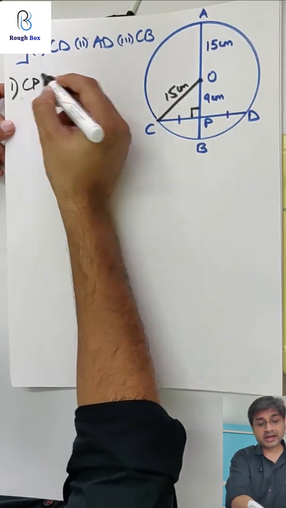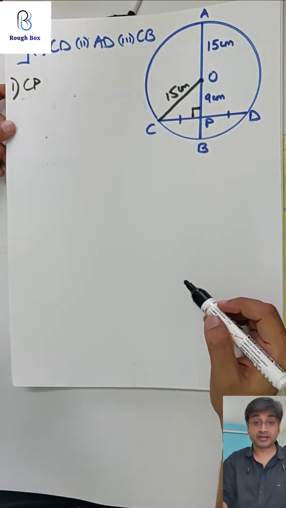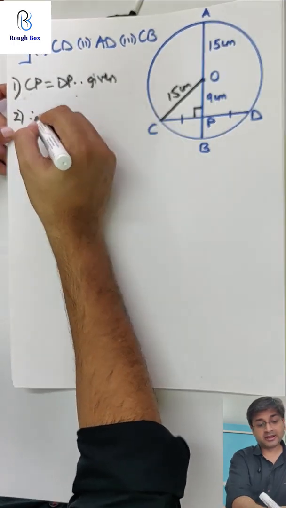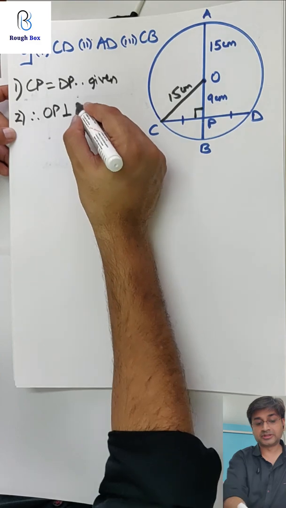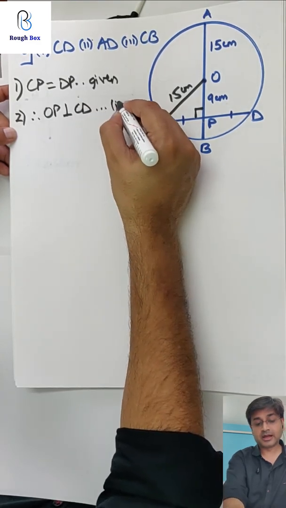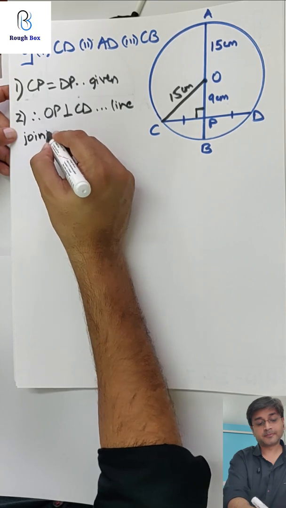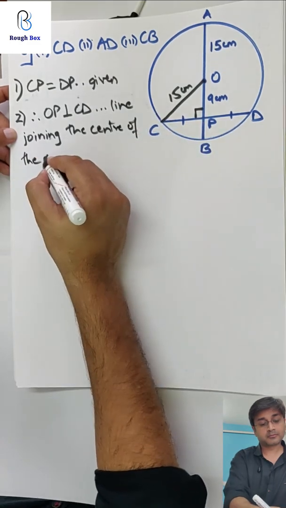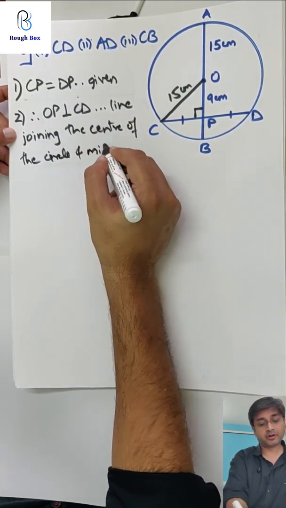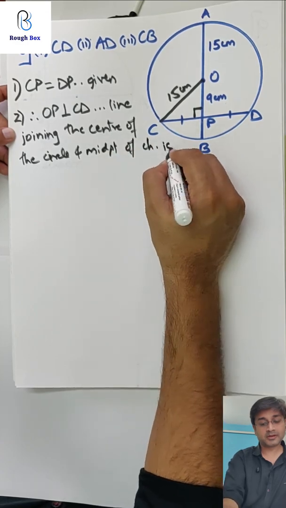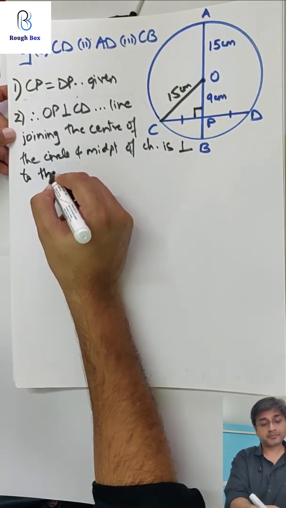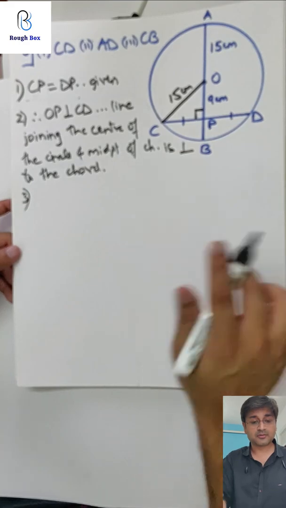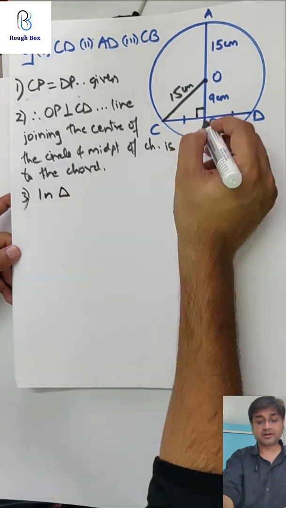So step 1, I can't directly apply Pythagoras because first I have to prove that this is 90. So CP is equal to DP given, and therefore OP perpendicular to CD. The reason will be: line joining the center of the circle and midpoint of the chord is perpendicular to the chord. You will have to learn these statements as reasons. Otherwise, if you don't write reasons, you will lose marks. Remember my words, okay? So now, let's get into the triangle OPC.